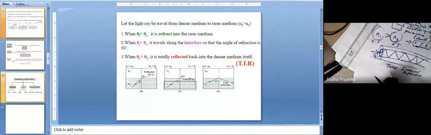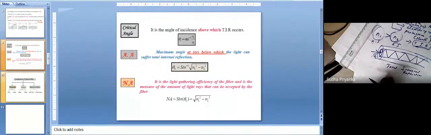So the third one is the diagram, the pictorial representation, which is nothing but total reflection. So that is the condition: N1 should be greater than N2 and theta I should be greater than theta c. So these are the two conditions for total internal reflection to occur.